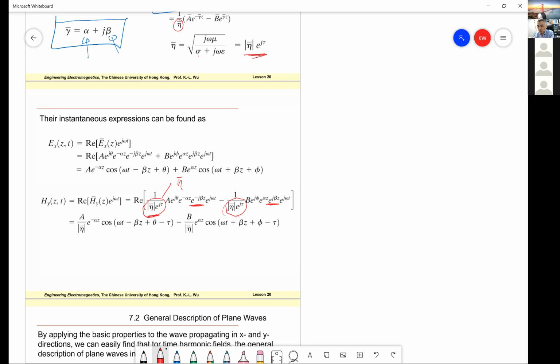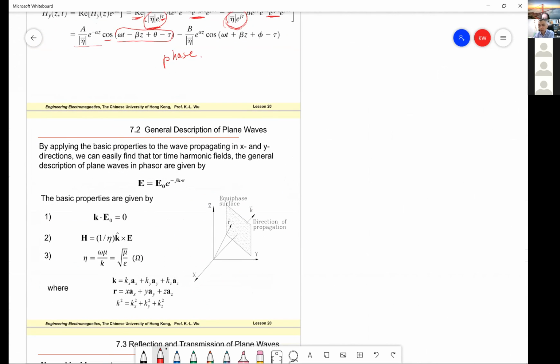Once we involve this complex number, we have a phase. Phase is not phasor, it's a phase. Any complex number you can write in terms of magnitude and phase. So we put this phase into this exponential function, then we take the real part. Then everything becomes a real number when you convert into the instantaneous expression. So we finish a brief review of plane wave.